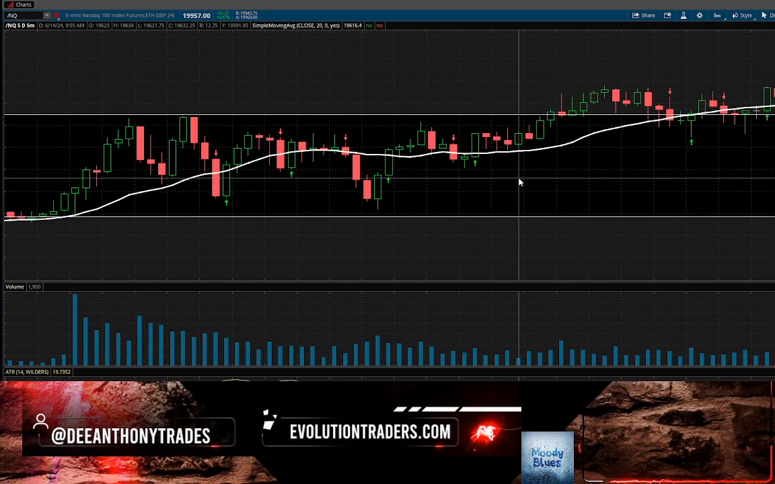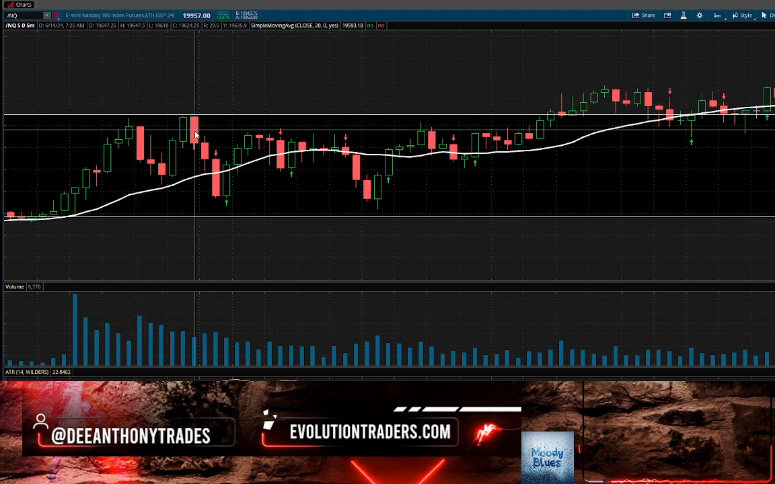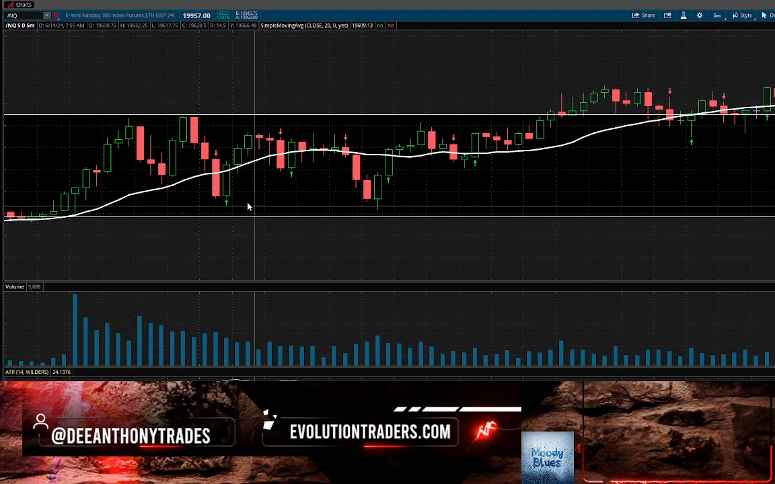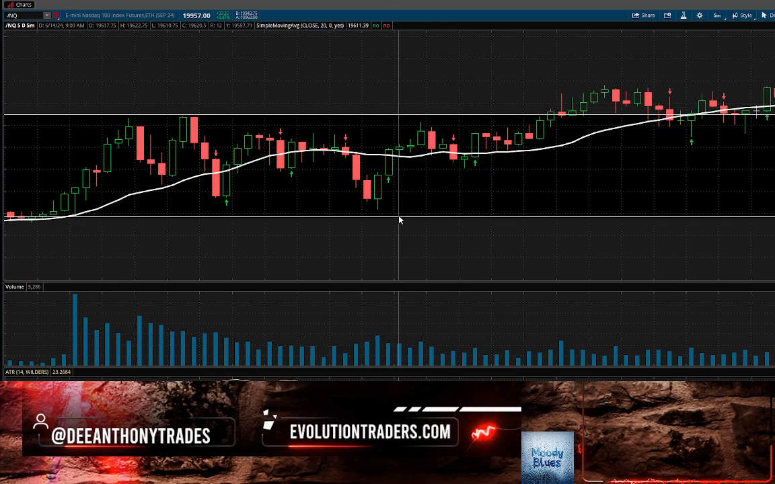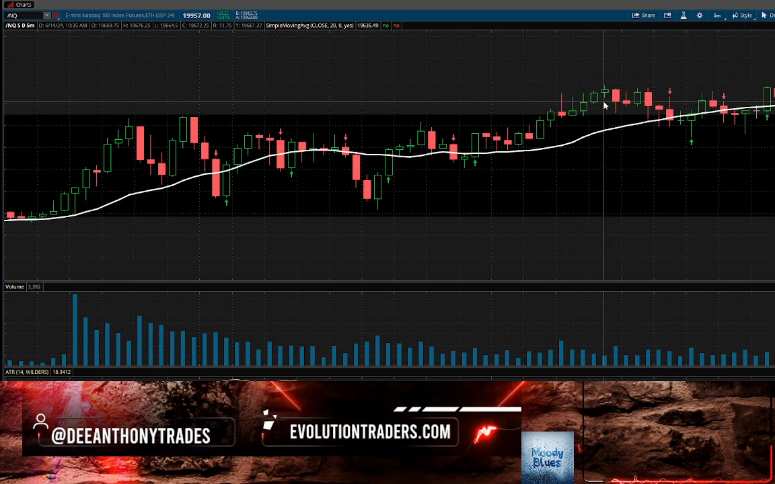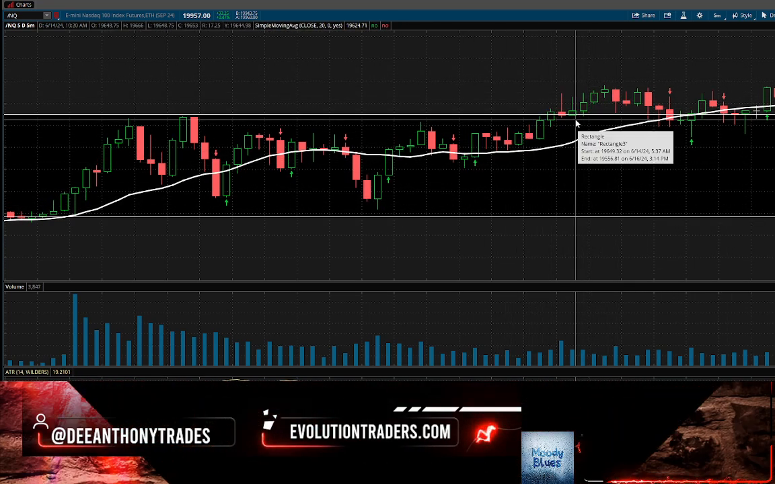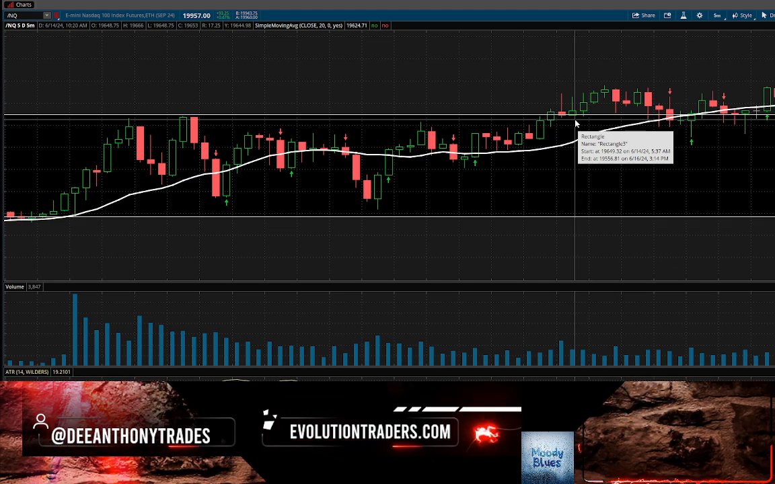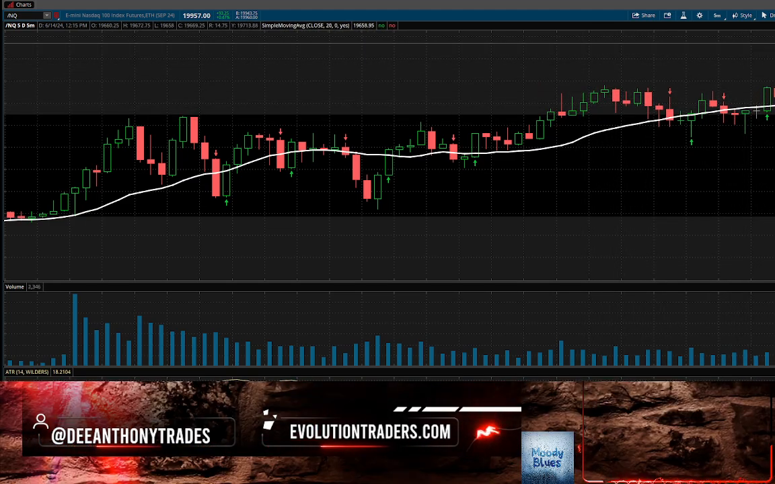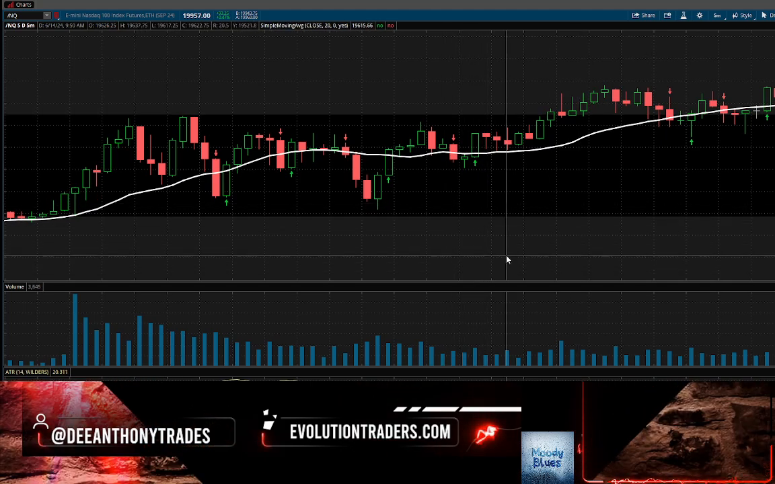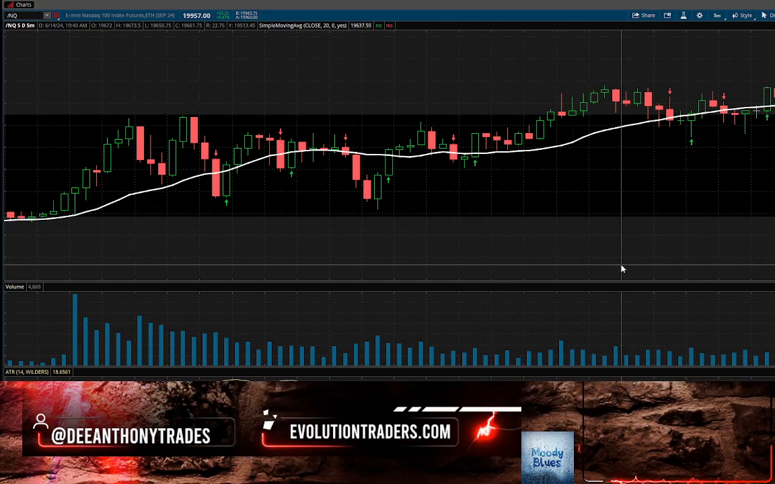Anything inside the range, you're normally looking to short the top of the range, buy the bottom, right? When you get outside, that's when you want to give all of your attention to the bias of whatever side you're breaking out on, and you're looking to buy the dip for the continuation of that trend, or short the pop if we were breaking down below it.